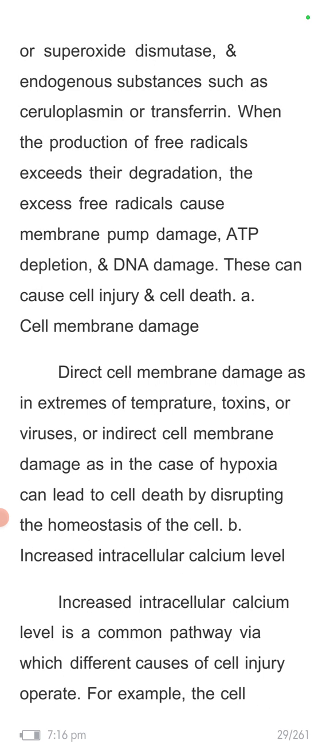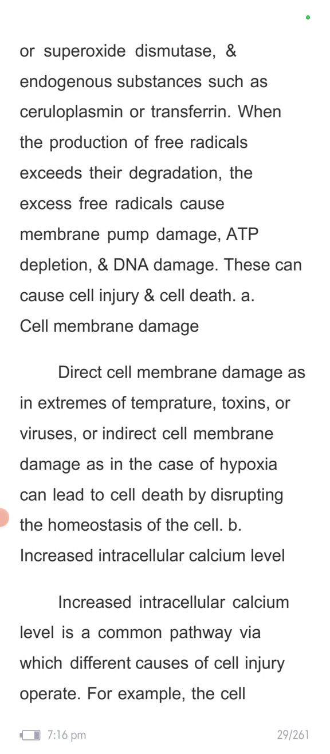When the production of free radicals exceeds the degradation, the excess free radicals cause membrane pump damage, ATP depletion, and DNA damage. This can cause cell injury and cell death. Direct cell membrane damage, as in extremes of temperature, toxins or viruses, or indirect cell membrane damage, as in the case of hypoxia, can lead to cell death by disrupting the homeostasis of the cell.